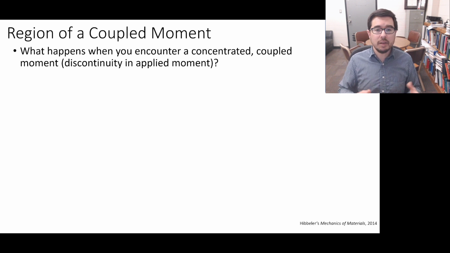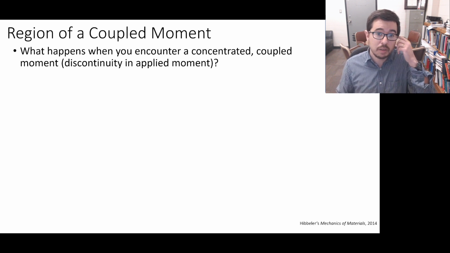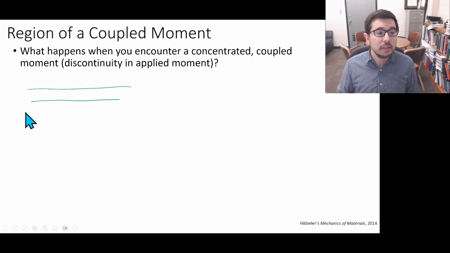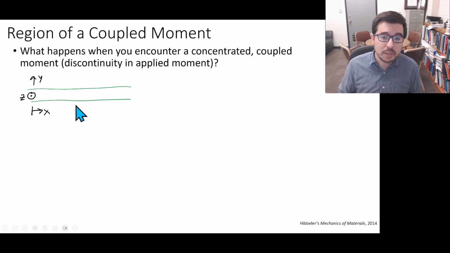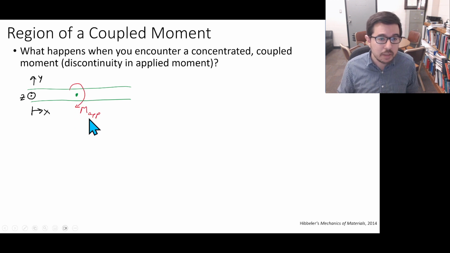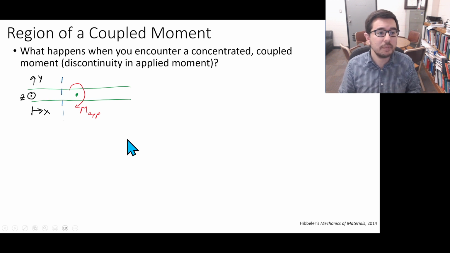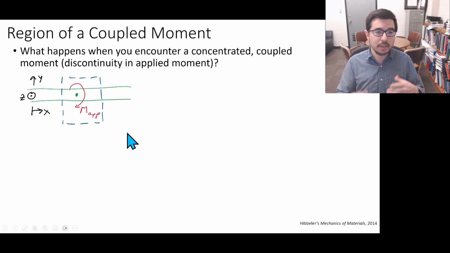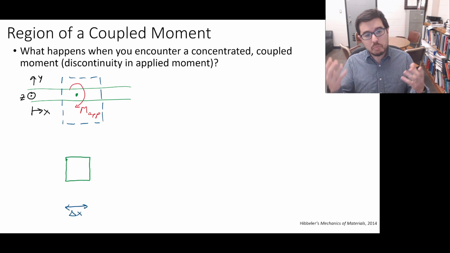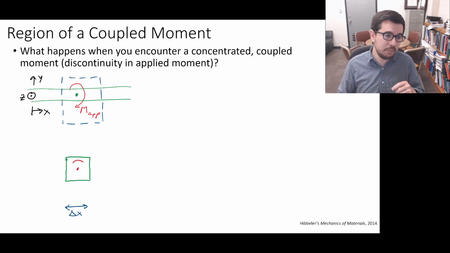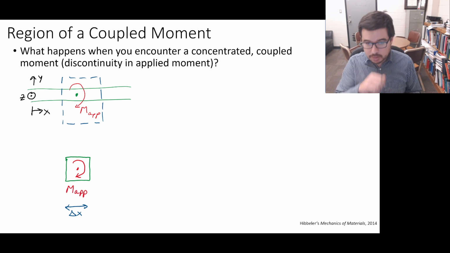Now, let's take a look at what happens with a coupled moment. We are moving along in the x direction. As we see here, we have our applied moment, M app, there. And it's actually in the minus z direction. So z is coming out of the page, and M app is going into the page. Once again, we draw a box, or we make an element surrounding this M app. And we say it has some width delta x, and the applied moment is on top of it.